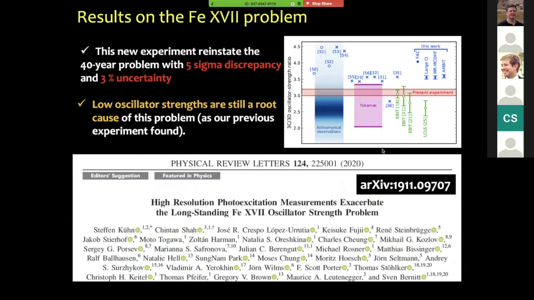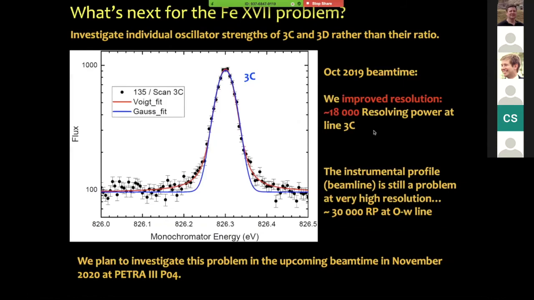So what we got from our recent campaign with this new experiment is that we are reinstating this 40-year-old problem with the five sigma discrepancy and 3% uncertainty, and the low oscillator strength is still a root cause of this long-standing problem. What can be done next from the experimental side? For this problem, we would like to investigate now the individual oscillator strength or natural line width of lines 3C and 3D rather than their ratio.